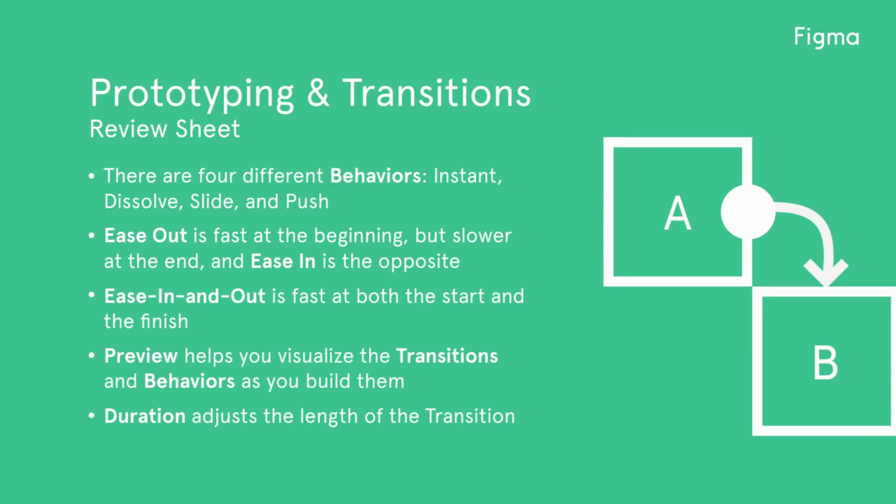Let's review what we've learned today. There are 4 different behaviors: instant, dissolve, slide, and push. Ease out is fast at the beginning but slower at the end, and ease in is the opposite. Ease in and out is fast at both the start and the finish.